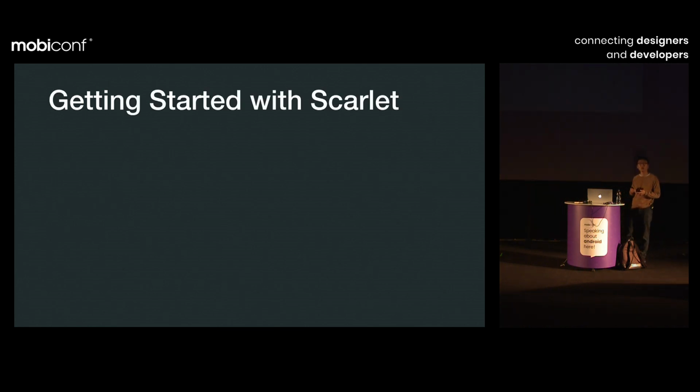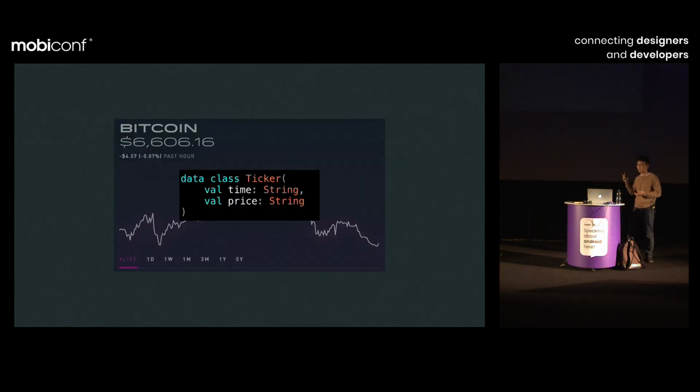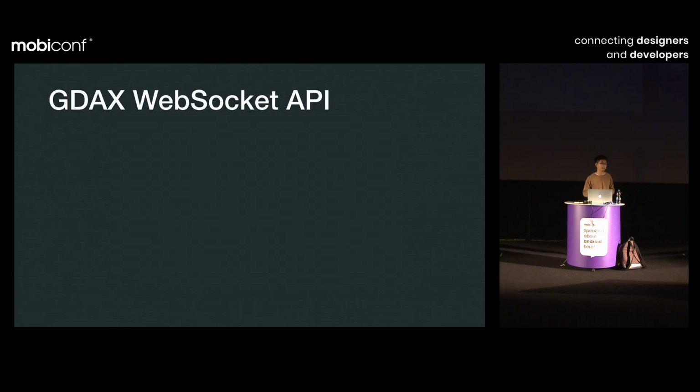Let's see a real-world example. Let's use Scarlet to add a real-time Bitcoin price to our app. To draw such a graph, we need data points. We call them tickers. A ticker represents the Bitcoin price at a point in time. We'll be using the GDAX WebSocket API to fetch the latest price.